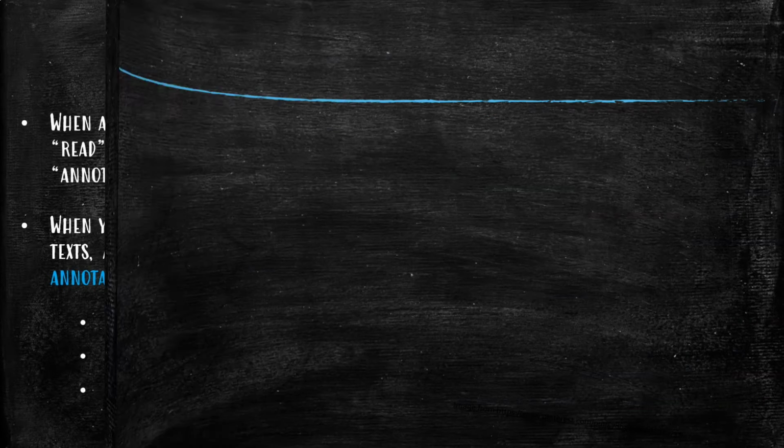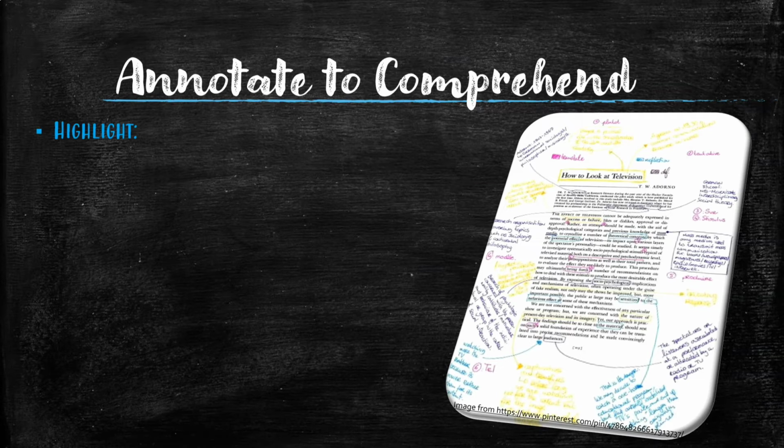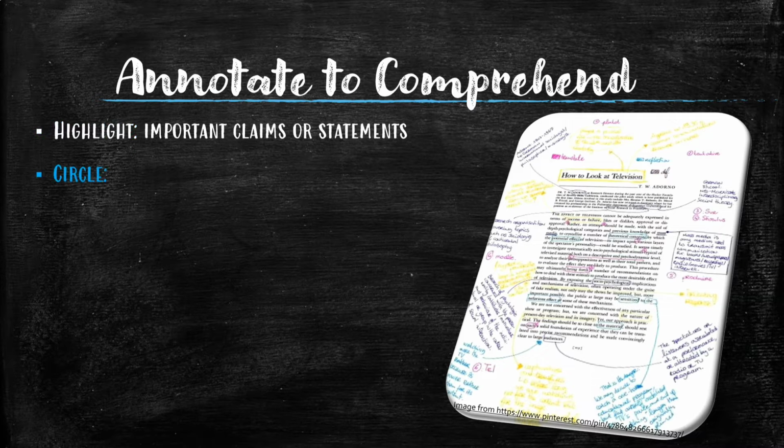Okay, now we will dig in to annotating for comprehension. First, the most common annotation for comprehension is highlighting. We want to highlight important claims or statements. Next, another great tool for annotation is circling. We might circle keywords. We might circle new vocabulary that we've never heard of before. And then when we look back at the text, those circled areas will call our attention quickly.